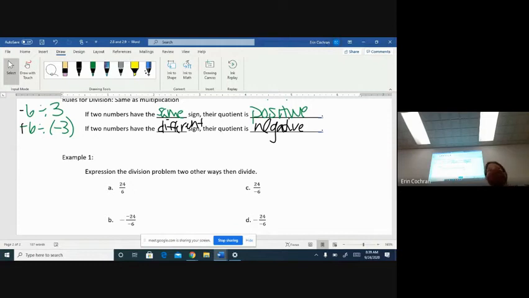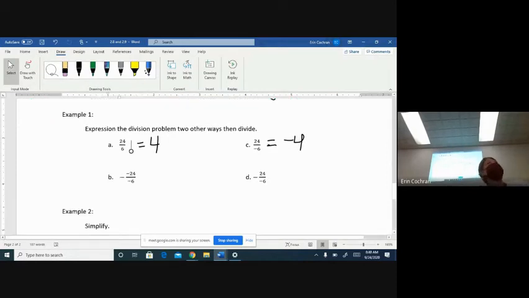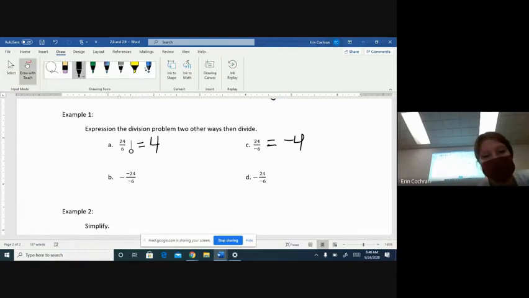All right, what is 24 divided by 6? 4. And it's positive, why? Because they're both positive. Okay, what about C? 24 divided by -6 is? -4. Yep. All right, looking at B, we have how many negatives? 3. So if we have 3 negatives, what is my answer going to be? Negative, good. And we're going to get -4. And D, how many negatives do we have? 2, right? So my answer is going to be +4. Yep.